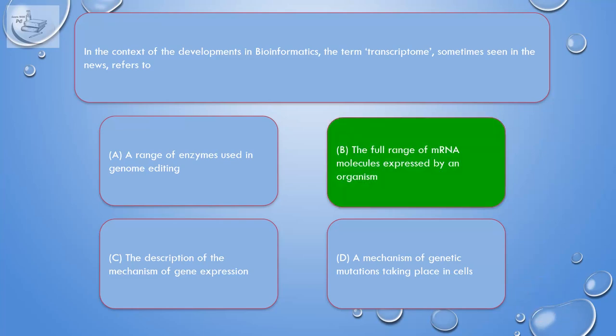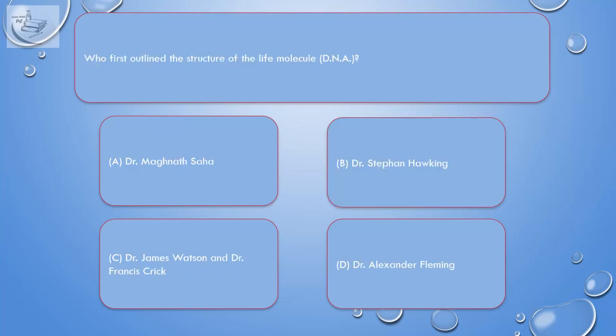Correct answer is B. the full range of mRNA molecules expressed by an organism. Question: Who first outlined the structure of the life molecule DNA? A. Dr. Meghnad Saha. B. Dr. Stephen Hawking. C. Dr. James Watson and Dr. Francis Crick. D. Dr. Alexander Fleming.